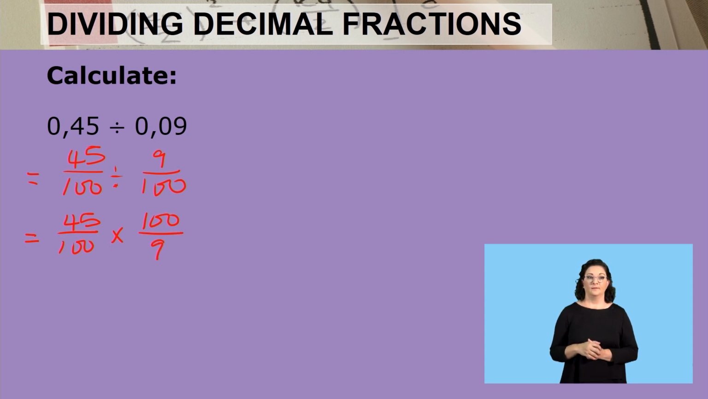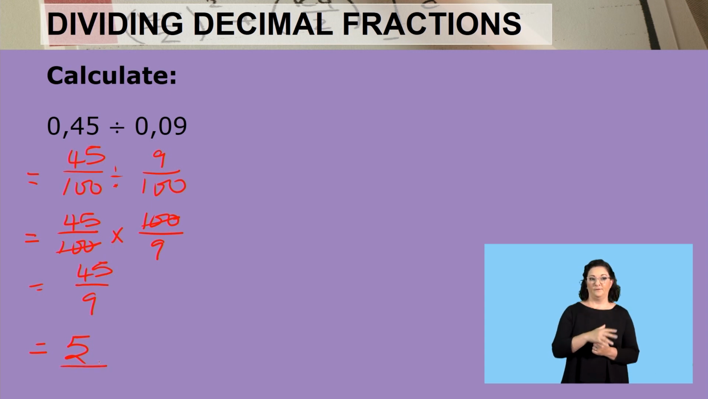And simply, we're going to allow these hundredths to divide because they give a 1. Then we say this is actually 45 out of 9, which is going to give you a 5. Does it make sense? Yes. So your answer is a 5. And let's move to the next slide.